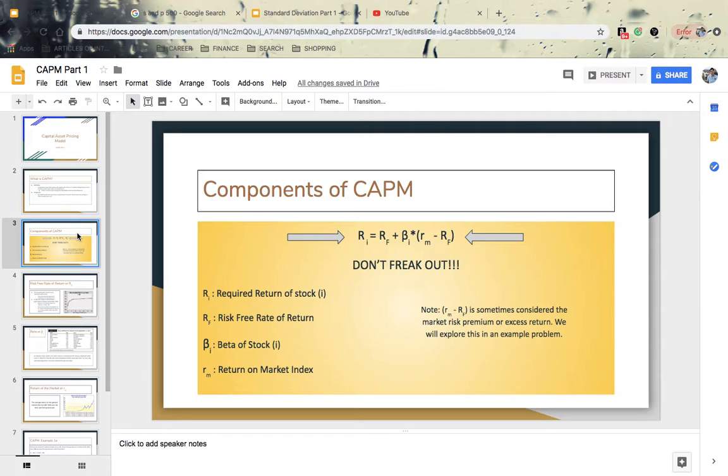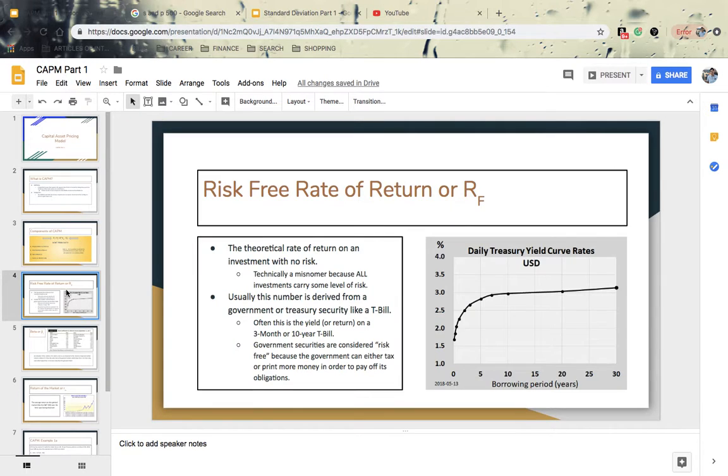I want to make a note here that the part in the parentheses, the Rm minus Rf, is sometimes considered the market risk premium or excess return. So sometimes in a problem, they'll give you the return on the market, and you'll have to subtract the risk-free rate from it, which is in that parentheses, or they'll just give you a risk premium, and then you will multiply that by the beta in the formula. So we'll go over an example of that. Don't worry too much about that right now. I'll get to that at the end of the video.